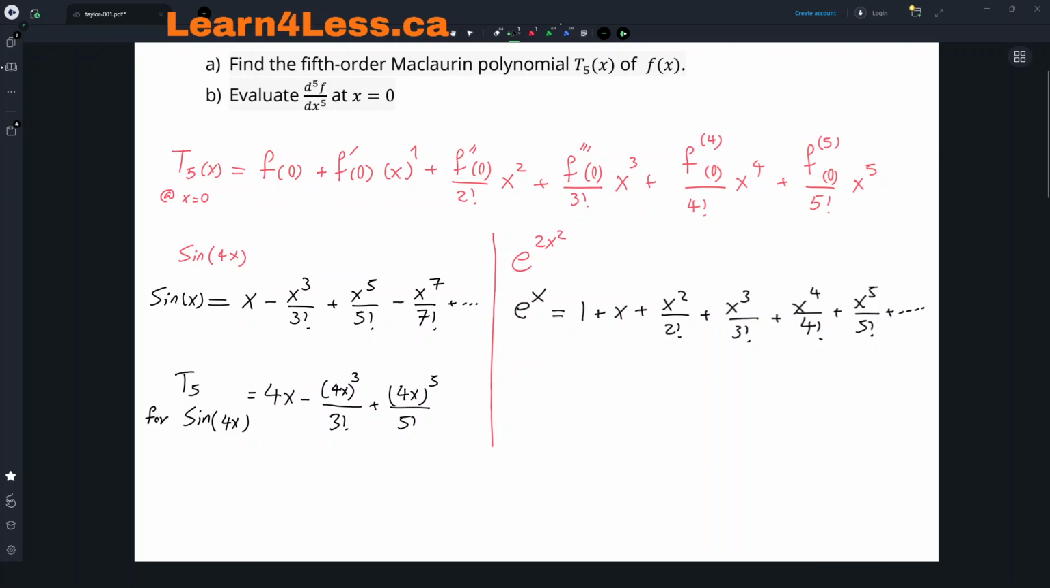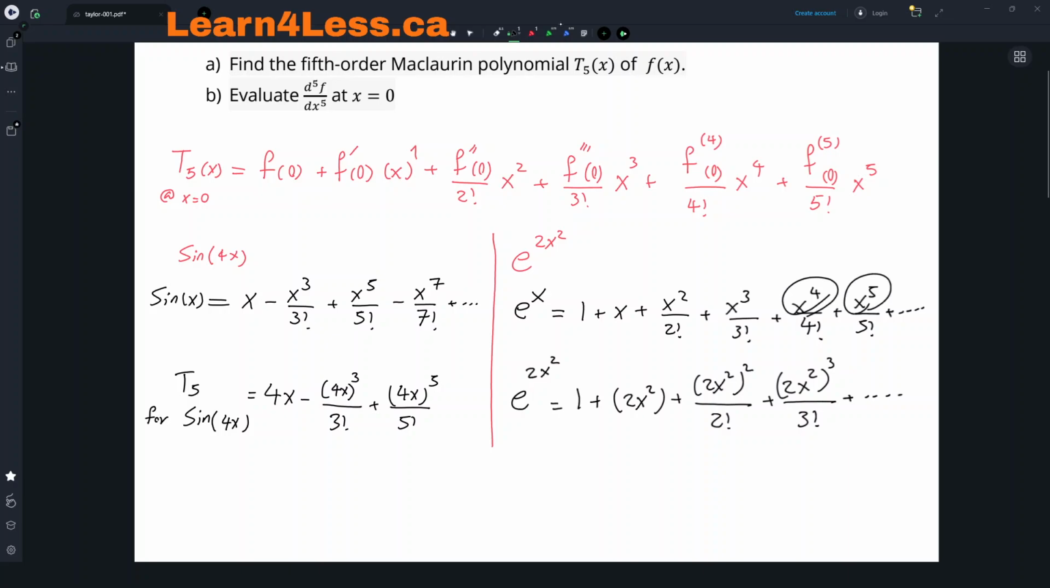But again, this is for e to the x. What we want is e to the power of 2x squared. So I simply replace all the x's with 2x squared. It would be 1 plus 2x squared plus 2x squared over 2 factorial plus 2x squared cubed over 3 factorial, and lots of other terms, which we don't need any of them.